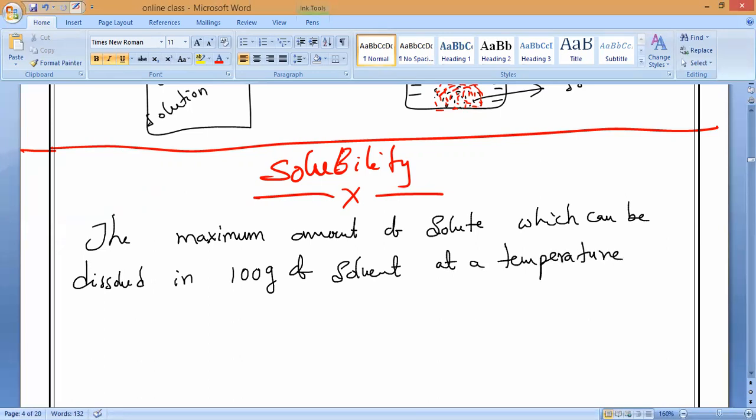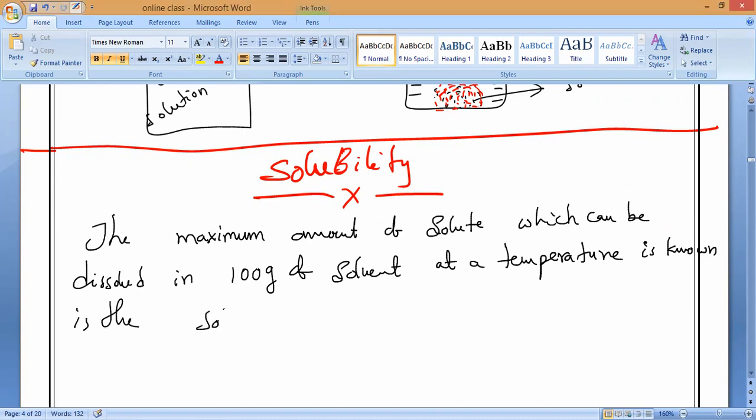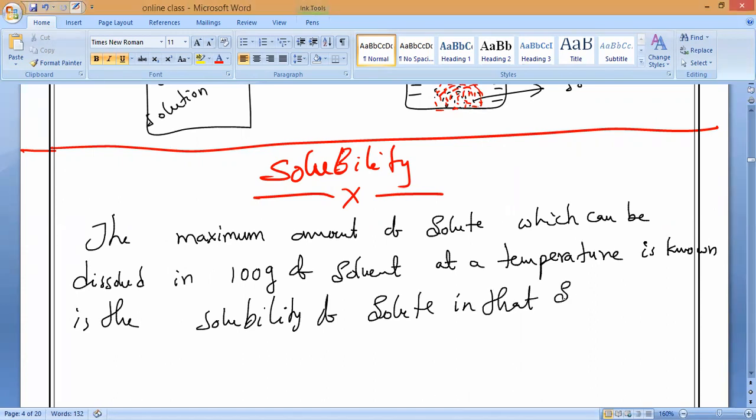Why is temperature important? Anybody can answer? Because when temperature rises, solubility also increases, sir. If temperature decreases, solubility will decrease. At a specified temperature is known as the solubility of the solute in that solvent. Is it okay, everyone? Please respond.